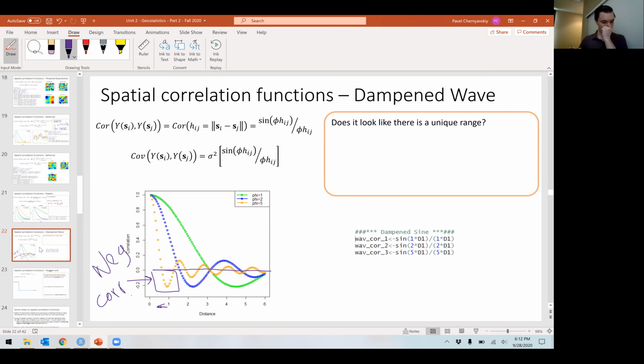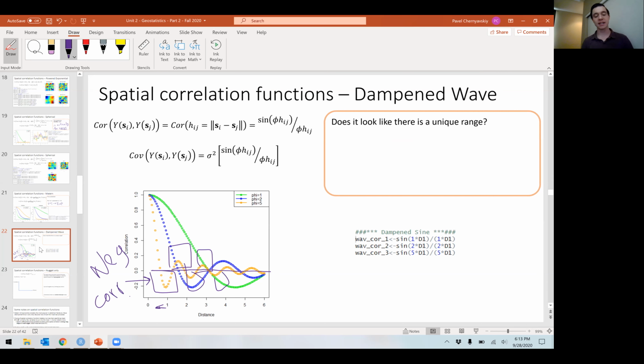So think about sound waves in a porous rock, where you have a dense space right next to an empty space. And as you're getting farther and farther apart, you're oscillating between areas of positive correlation and negative correlation, positive correlation and negative correlation. The interpretation of this phi parameter is rough here. There is not really a unique range because even as we get far apart, we're still getting these areas of negative and positive correlations.